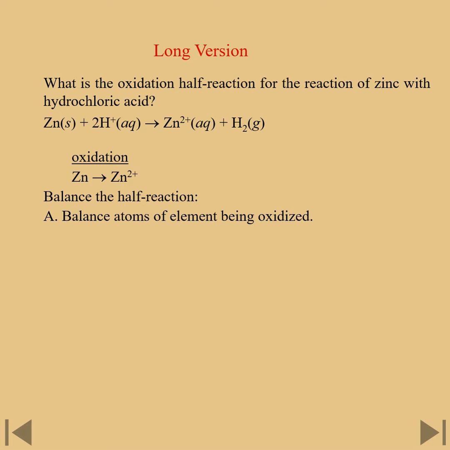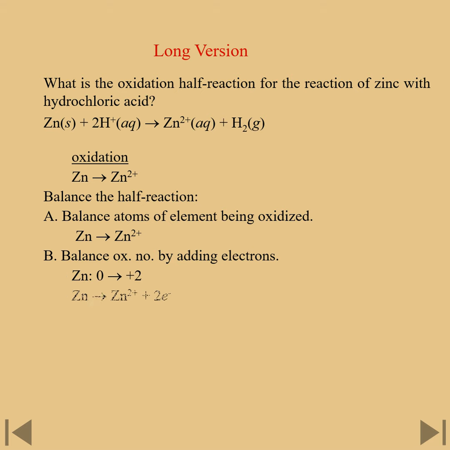And now we're going to balance the half reaction by first balancing the element being oxidized or reduced. I see 1 zinc on the left, 1 zinc on the right, so that's already balanced with 1. Then, step 2b, we're balancing the oxidation number by adding electrons. The zinc lost 2 electrons, so 2 electrons show up on the right.